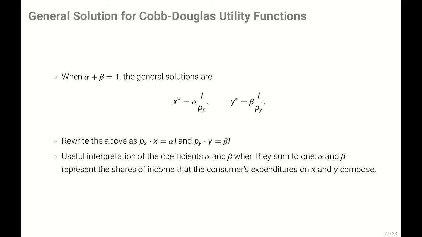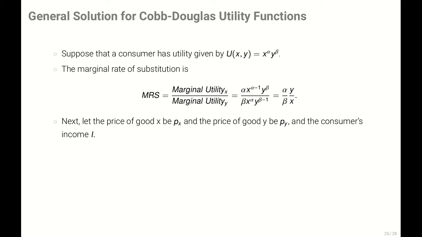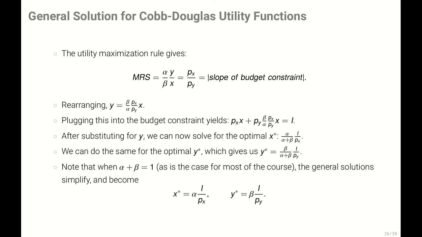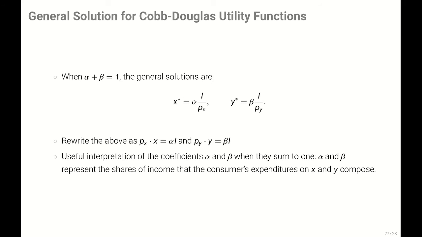And so the useful interpretation of the coefficients alpha and beta is that when you look at a utility function, you can immediately go, oh, I know this consumer is going to spend alpha percent of their income on good x and beta percent of their income on good y. And so that's exactly what a Cobb Douglas utility function does. It's important to remember that useful interpretation because it will allow you to skip doing that math in the future.